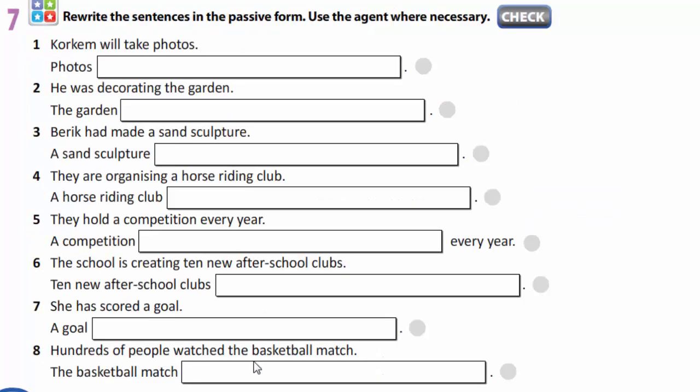In the seventh exercise, you are to rewrite the sentence in the passive form. Use the agent where necessary. For example, Gorkem will take photos. Photos will be taken by Gorkem.